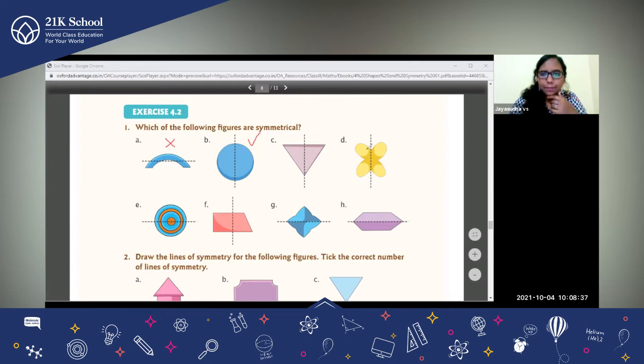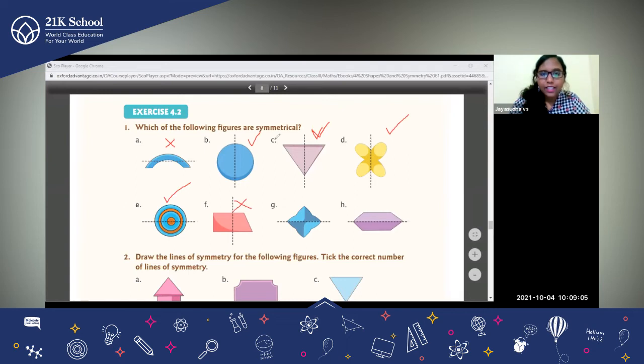Third, C part. C, symmetrical or not symmetrical? Symmetrical. Okay. Good. D. What about D? Yes. Okay. Fine. E. E again, it is symmetrical because, yes, it is a circular object. F, what about F? Yes, asymmetrical.